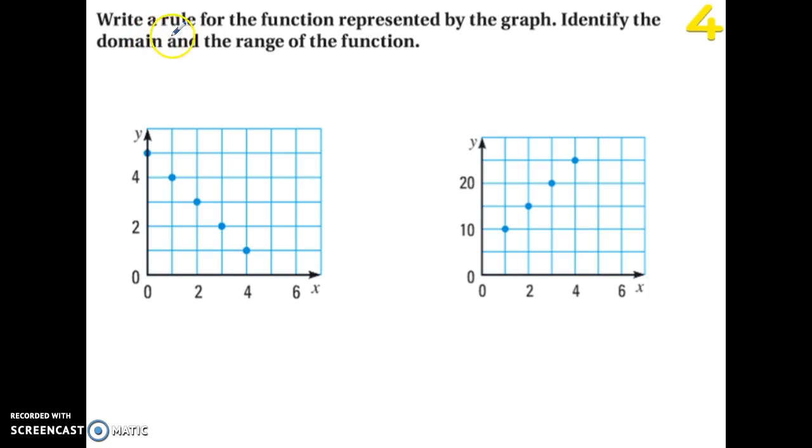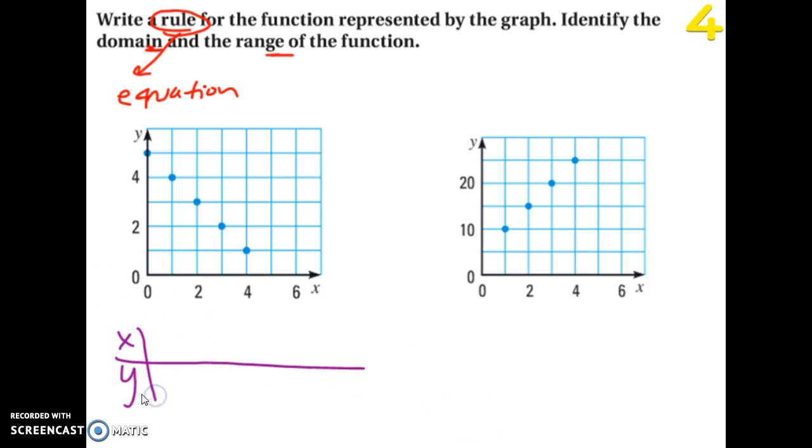Next, it says write a rule for the function. The word for a rule is an equation. Write an equation for the function represented by the graph. Identify the domain, what we put in, and the range, what we get out. So in order to write an equation, like we did the other day, we need a table, an XY table. So I'm going to make a table based on the points that are here.